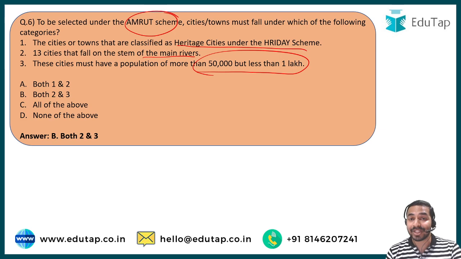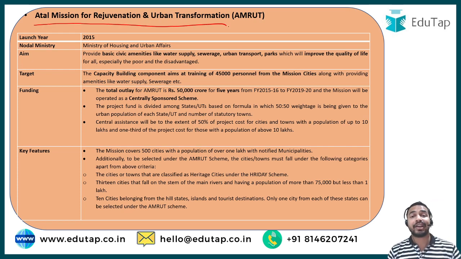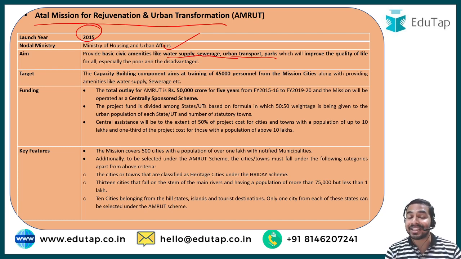So let's discuss this Amrut scheme in a much more detailed manner. So Amrut, here guys, Amrut stands for Atal Mission for Rejuvenation and Urban Transformation. And my dear learners, this particular scheme was launched in the year 2015 by the Ministry of Housing and Urban Affairs. And what was exactly the aim of launching this particular scheme? So my dear friends, the Ministry of Housing and Urban Affairs launched this scheme in order to provide basic civic amenities like water supply, sewerage, urban transport, parks, which are going to improve the quality of life, and provide the people living in those areas a better quality of life, especially the poor and the disadvantaged people.